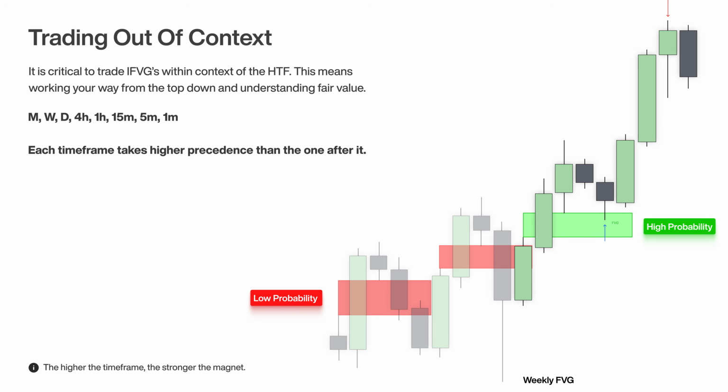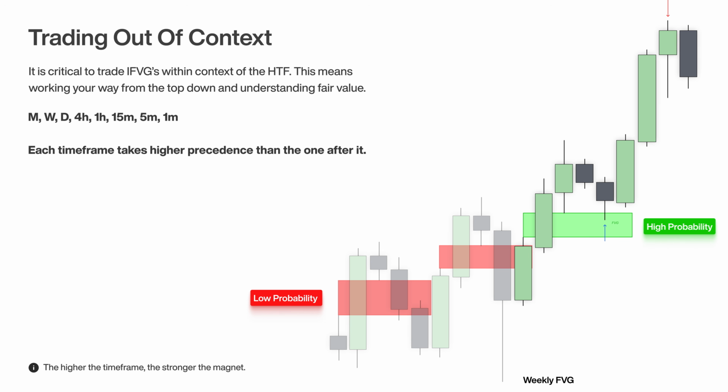The internals that we're trying to trade off before we've properly retraced to the weekly gap are lower probability, because they're not in context of the higher time frame. They're not in context of what price is offering fair value to on the weekly. When we come down, we offer fair value into the weekly fair value gap. We then are all set. We have the green light to trade higher.